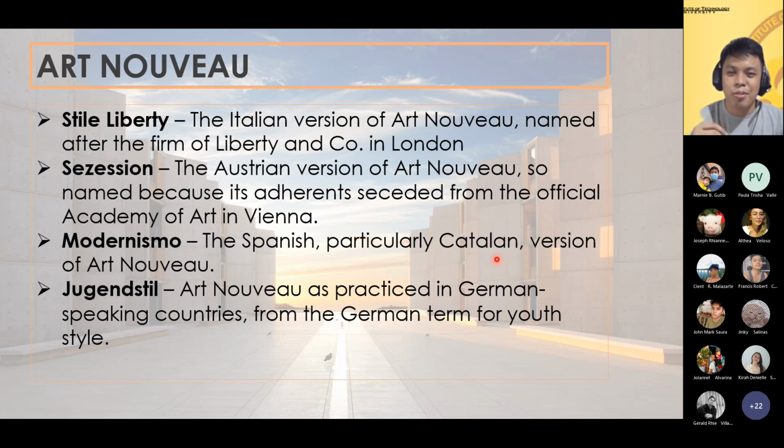But there are other Art Nouveau. If you research more on Art Nouveau, there are Art Nouveau in Portugal, there are Art Nouveau in other areas also, but they have their own names. But these four are actually the main Art Nouveau styles that have many examples and really made an impact in the history of architecture. So let's start with Style Liberty.